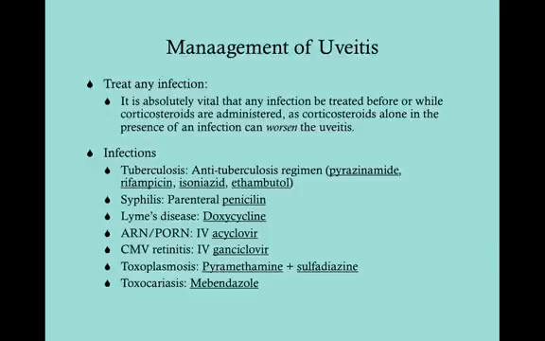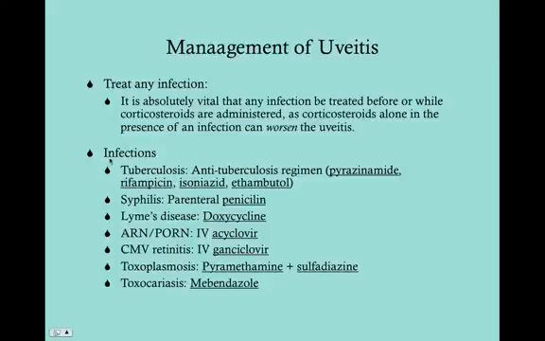So this doesn't really have a whole lot to do with the eye, but tuberculosis, you would give the patient anti-tuberculosis regimen. Syphilis, you give parenteral penicillin. Lyme's disease, you give doxycycline. Unless it's a child, then you would give azithromycin. If it's ARN or PORN, you give IV acyclovir. If you want to know what that is, go back to the retinitis section. If it's CMV retinitis associated, then you give IV ganciclovir. If it's toxoplasmosis, then you'll give pyrimethamine and sulfadiazine. If it's toxocariasis, you'll give mebendazole.